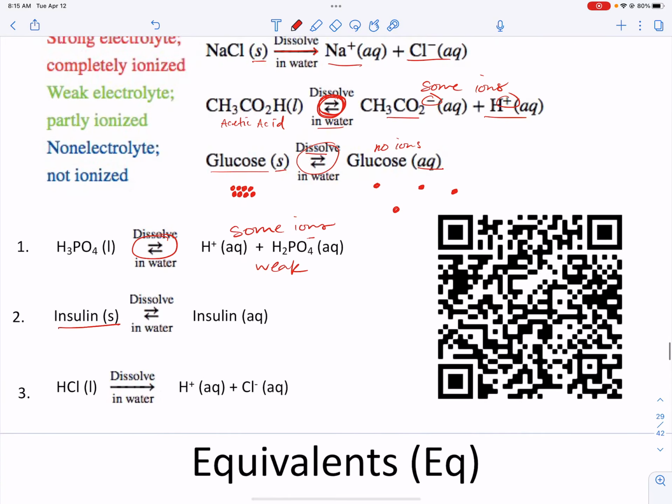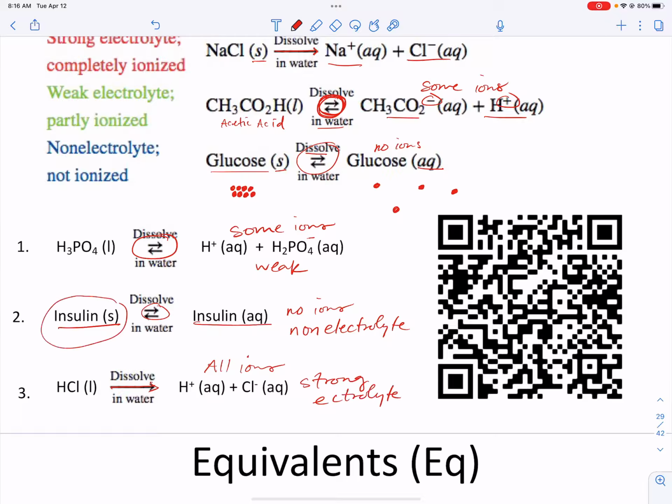All right, insulin is a solid. It's a biological molecule similar to glucose, and it will dissolve in water, but on the product side, we get no ions. Okay, so this must be a non-electrolyte. And then number 3, we have HCl, a one-directional arrow, and we get all ions. This completely dissociates, completely dissolves for our products. No equilibrium here, so this must be a strong electrolyte. Okay. Notice that a lot of the biological molecules like insulin, glucose, fructose, sucrose, things like that are going to be non-electrolytes. Okay.